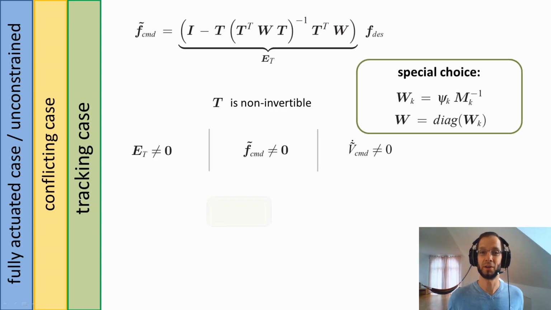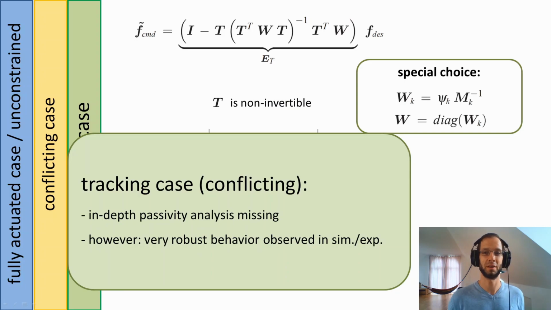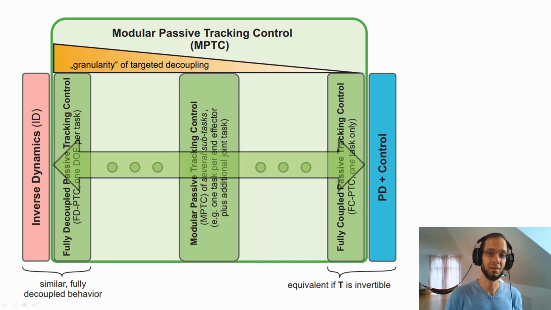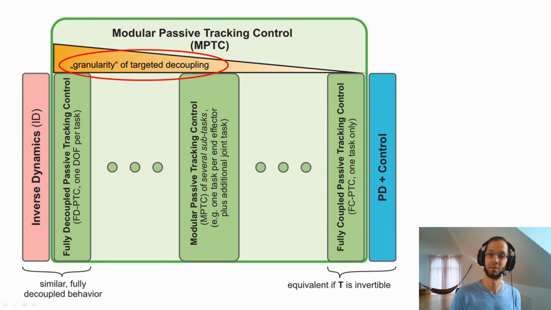For the conflicting tracking case, an in-depth passivity analysis is missing so far. However, we observe a very robust behavior both in simulation and experiment. Now, I'll be presenting a bit of an overview and some really nice results. MPTC covers the complete range in between inverse dynamics on the one side and PD plus control on the other side, depending on the granularity of the targeted decoupling, or in other words, on the desired modularity of the tasks.